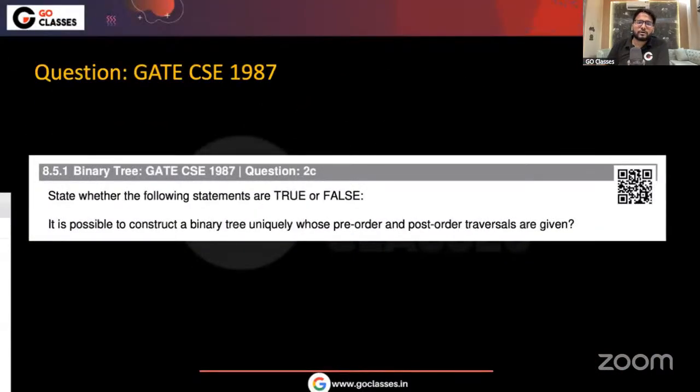Now let's solve a few questions quickly. State whether the following statement is true or false: it is possible to construct a binary tree uniquely when pre-order and post-order traversals are given. This question has been asked in GATE CSE 1987. Because this is an easy question, tell me quickly. The answer is false. Using pre and post, it is false.